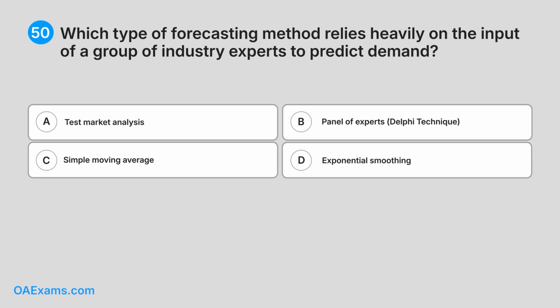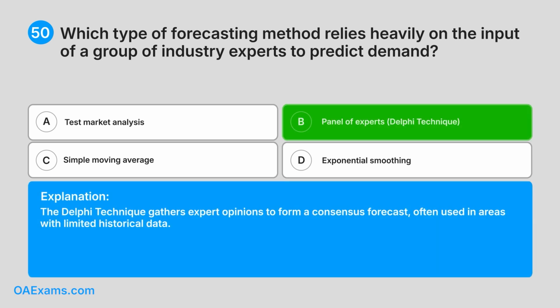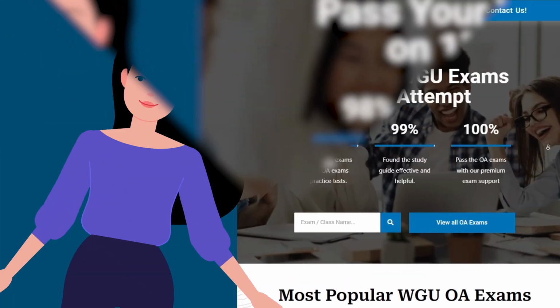50. Which type of forecasting method relies heavily on the input of a group of industry experts to predict demand? A. Test market analysis. B. Panel of experts, Delphi technique. C. Simple moving average. D. Exponential smoothing. Do you know the answer? Correct answer: B. Panel of experts, Delphi technique. Explanation: The Delphi technique gathers expert opinions to form a consensus forecast, often used in areas with limited historical data.